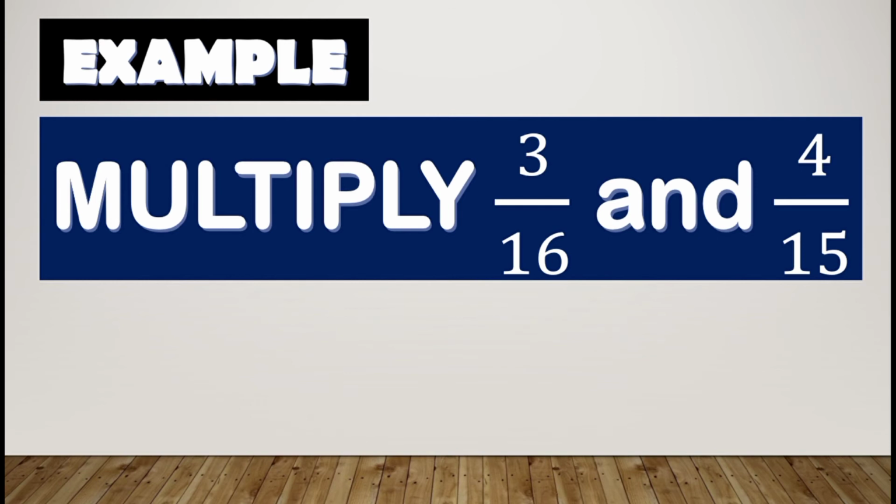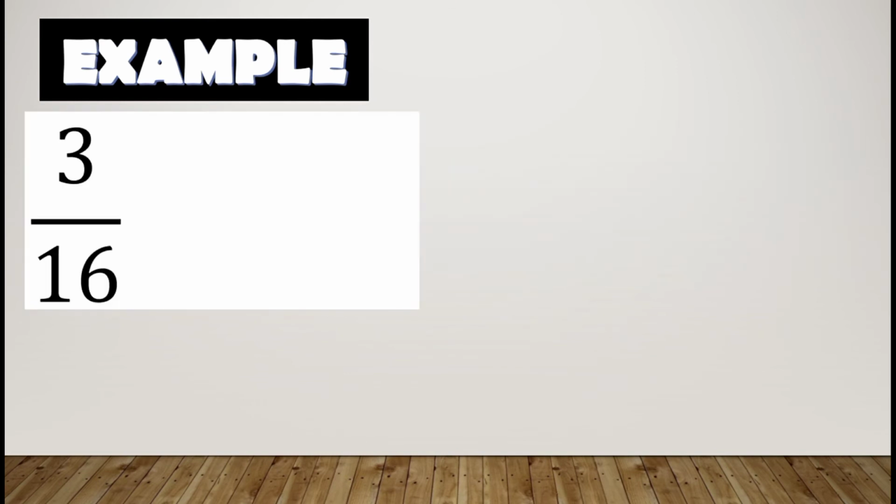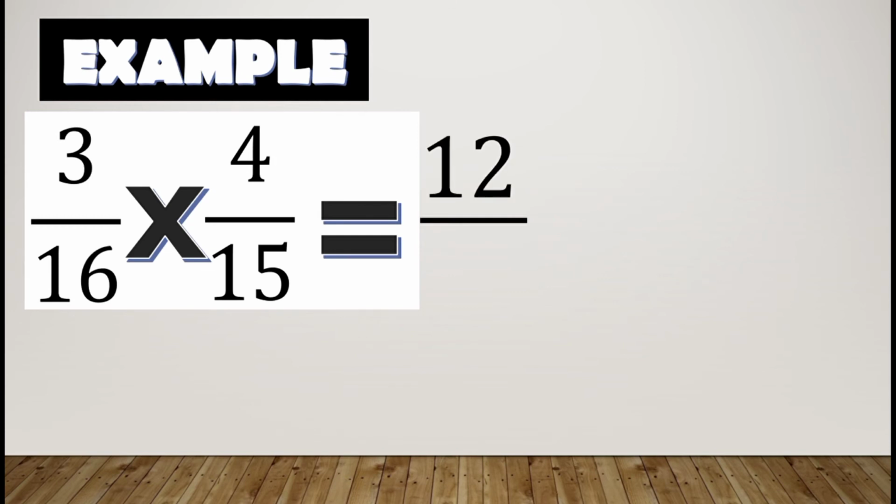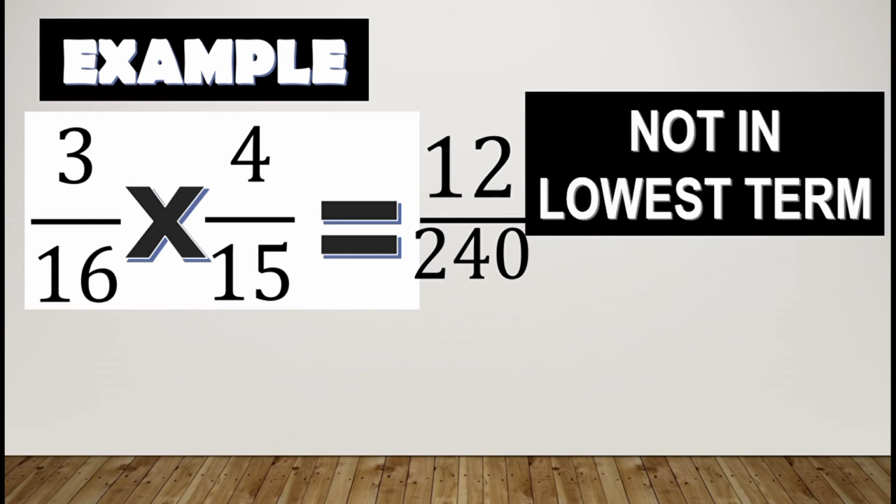Multiply 3 sixteenths and 4 fifteenths. So again, multiplying these fractions, all we need to do is to multiply numerator times numerator. 3 times 4, the result is 12. While 16 times 15, the result is 240. Again, answers must be in lowest term. So 12 over 240 is not yet written in lowest term.